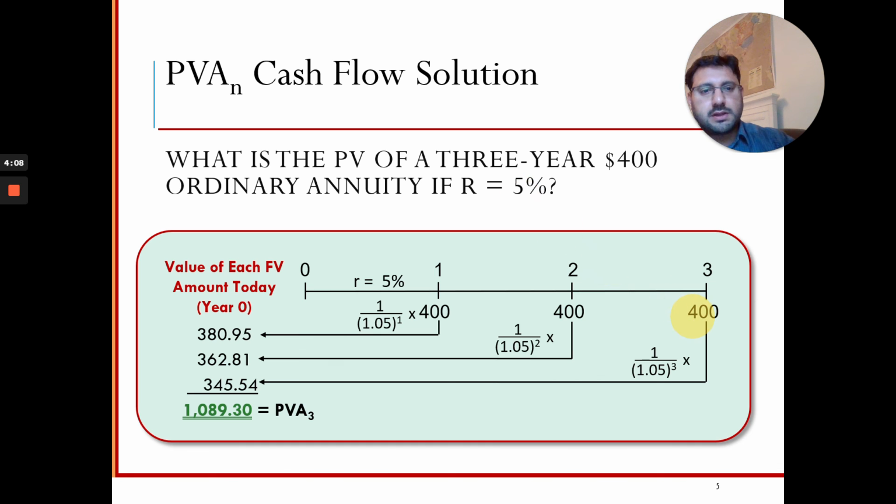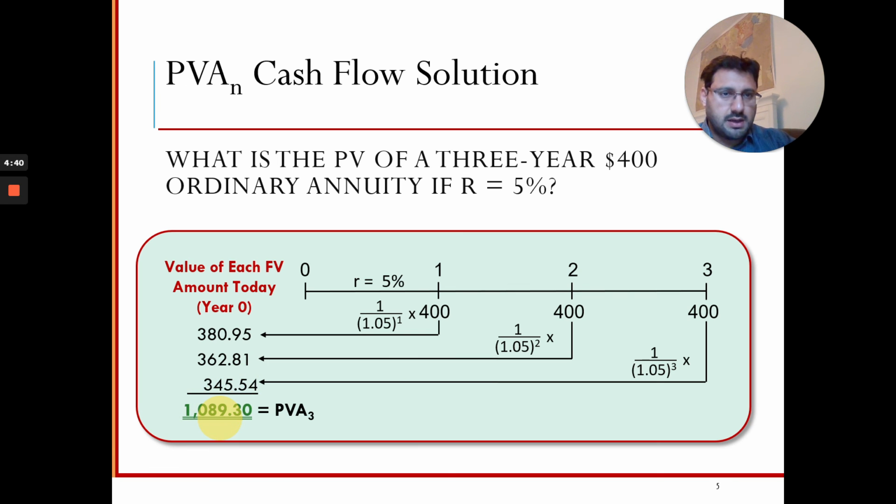The present value of the third cash flow, not cash flow, I want to say payment, because it's the equal payment of the annuity, is 345.54, and you discounted it, meaning you divided it with the interest rate over 3 periods. Raised to the power 3 is suggesting that you discounted it first to the second period, first period, and then right now. So if you add them all together, 380.95, 362.81, and 345.54, it is 1089.